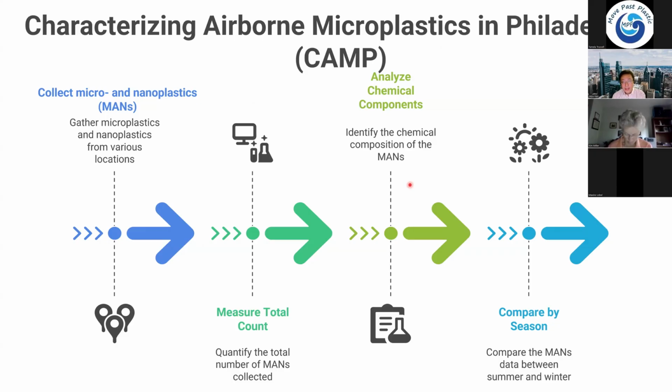And then after the analysis, we also want to compare the microplastic concentrations between two different seasons. We want to compare the microplastics and nanoplastics between summer and winter, because environmental conditions are definitely different in how they degrade microplastics between winter and summer. So we wanted to know whether seasonal effect is one of the determinants of airborne microplastics.